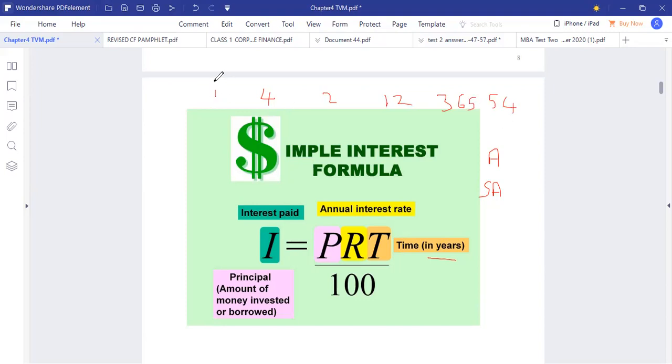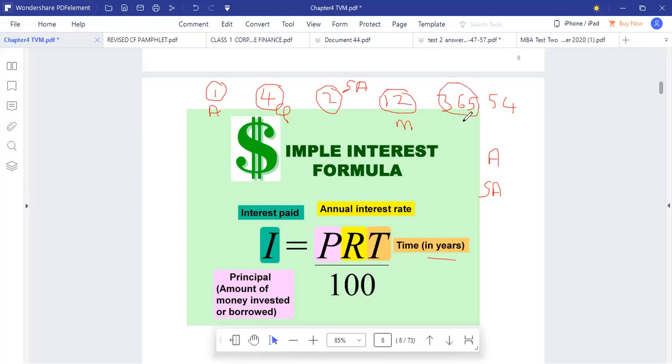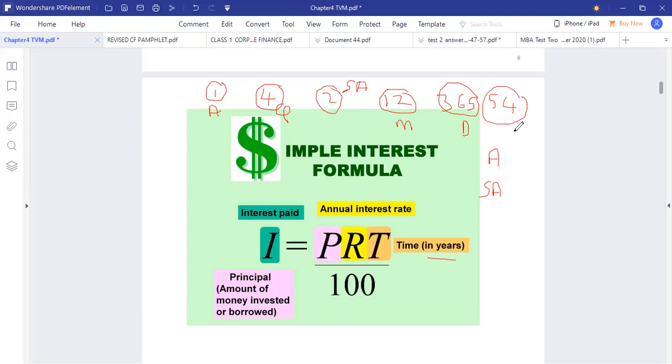This one is what? Once. That's annually. This one? That's quarterly. This one? Semi-annually. This one? Monthly. This one? Daily. This one? Weeks. Weekly.